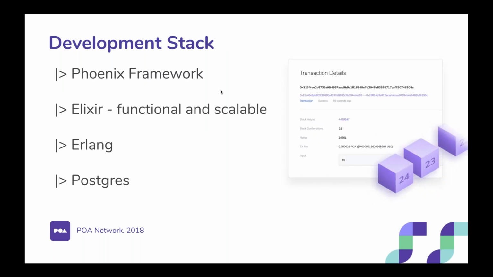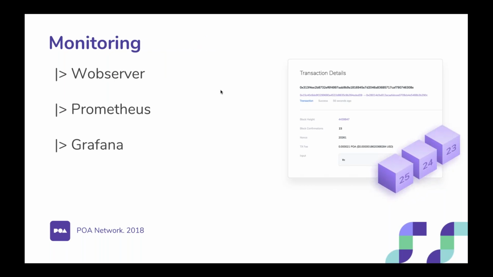As far as our development stack goes, we're using the Phoenix Framework. We've had the great pleasure to work with Chris McCord, who contributed a few months ago to the project and helped build our indexer. And of course, it's on top of Elixir. As for the storage layer, we're using a Postgres database. For monitoring, we're using WebServer along with Prometheus and Grafana. If you have any questions on any of this, please feel free to ask. I'll try to stop after each one when I'm going through the actual umbrella applications.